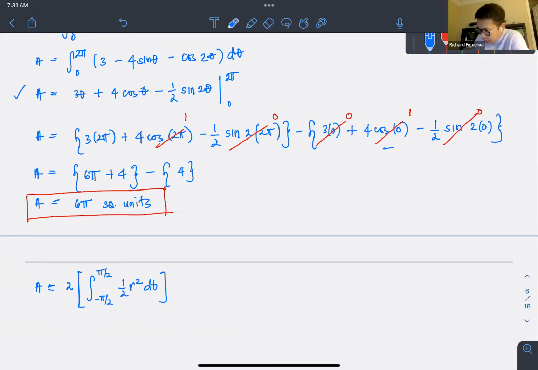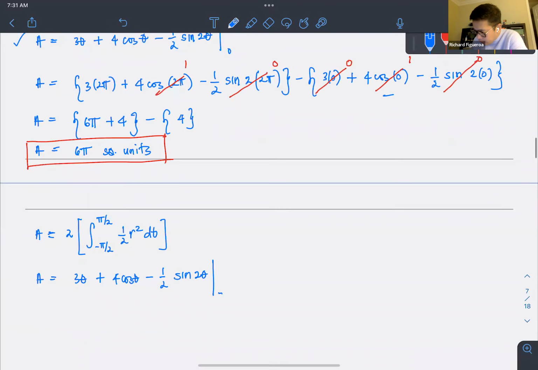So I'm going to rewrite that as, let's say, A will be equal to 3 theta plus 4 cosine theta minus 1/2 sine 2 theta. And then this is evaluated from, instead of 0 to 2 pi, so I'm going to make it as negative pi all over 2 to positive pi all over 2. And then everything, so ano man yung sagot dito, I'm going to multiply that one by 2.